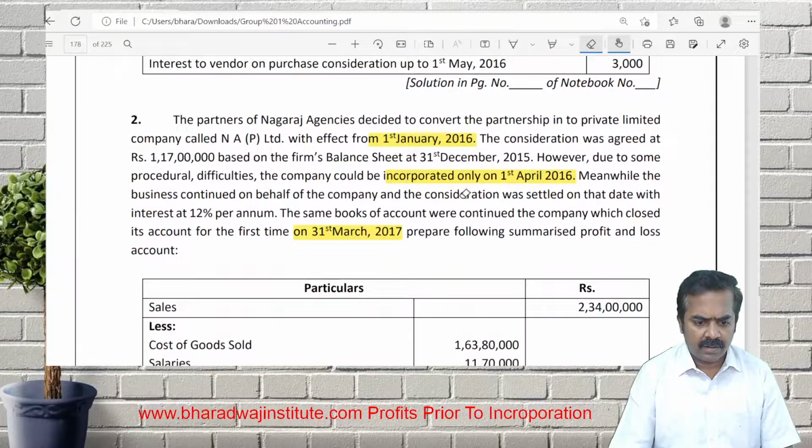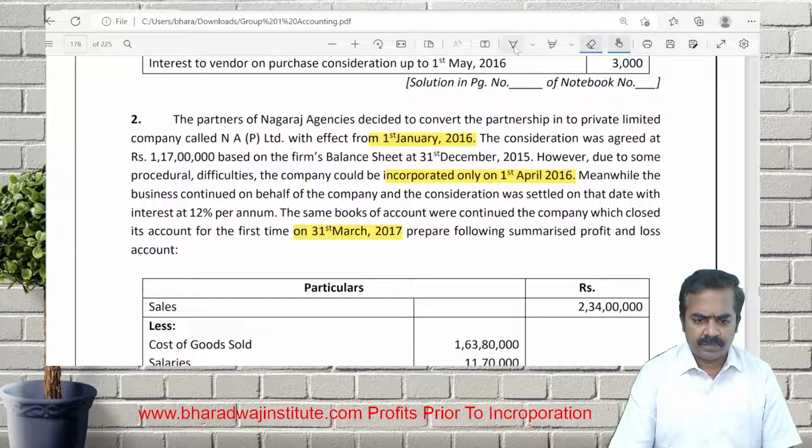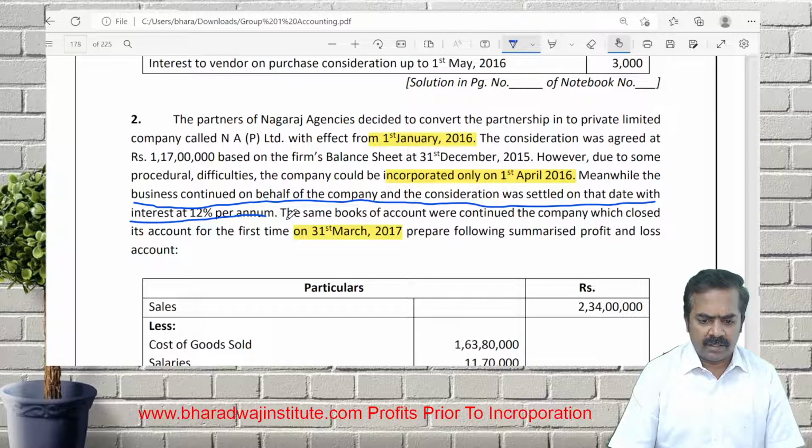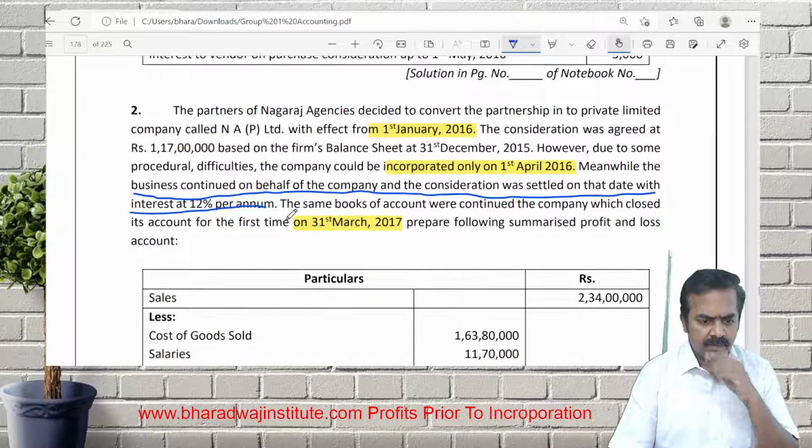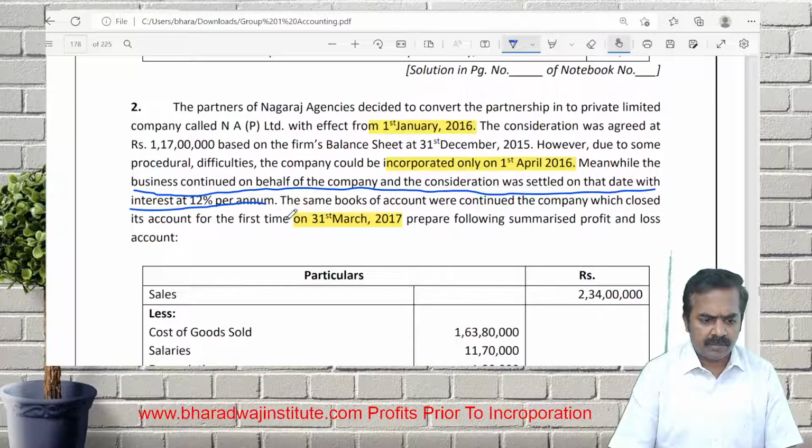Interest on capital. Oh, this I didn't do. The business was continued on behalf of the company, and the consideration was settled on the date with interest of how much? 12% per annum. Okay. 3,51,000. 3,50,000. And pre-incorporation.